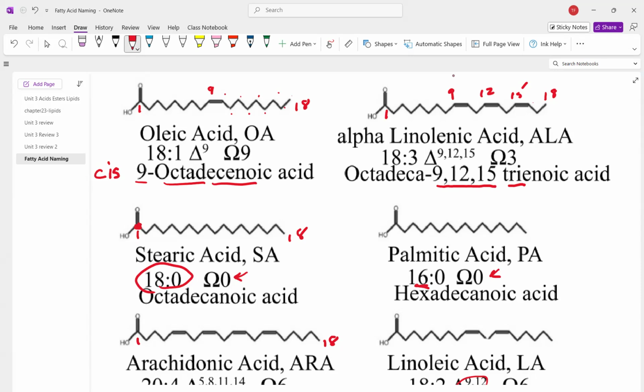And you can also have the salt of an acid. For example, this can be a sodium salt of that acid, which would be sodium octadecy 9, 12, 15 trienoate. You're going to have the acid that has the proton on it. You can have it without the proton in the salt form. You need to be able to name it both ways.